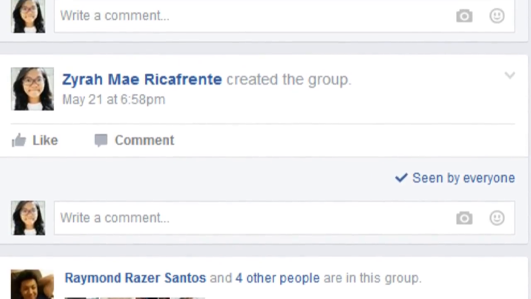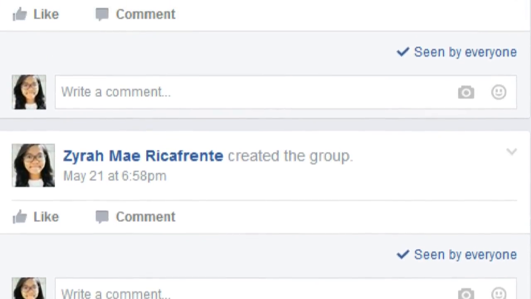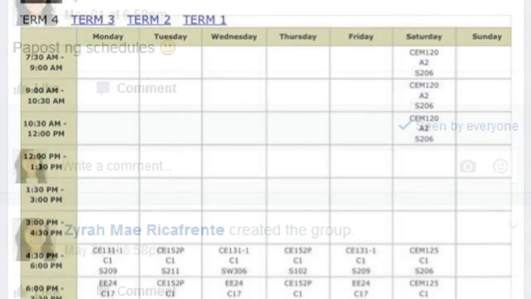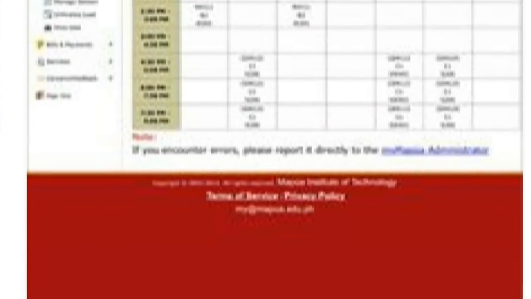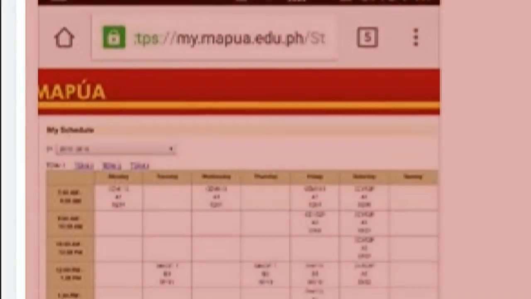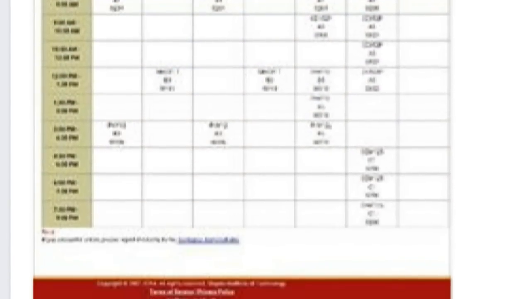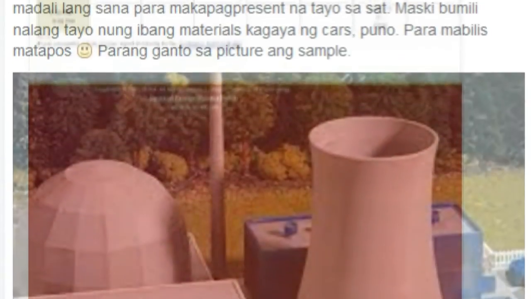The first thing that our group did for this project is to create a Facebook group where we can communicate with one another easily, gathering information like class schedules, cell phone numbers, and ideas for the project. Conceptualizing the ideal project to construct became a majority wins concept.